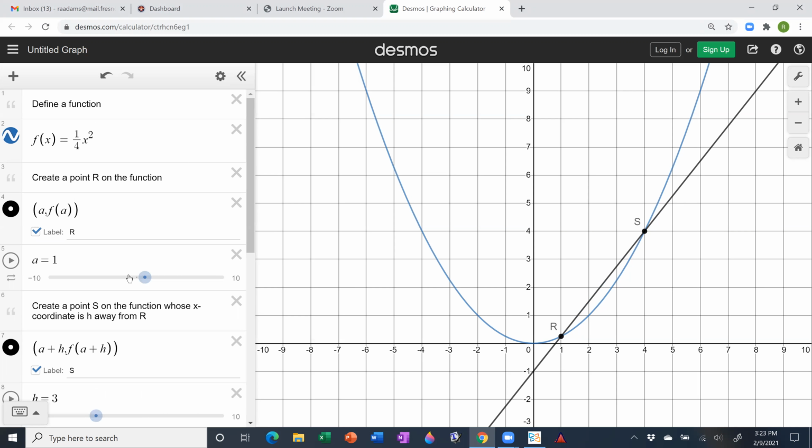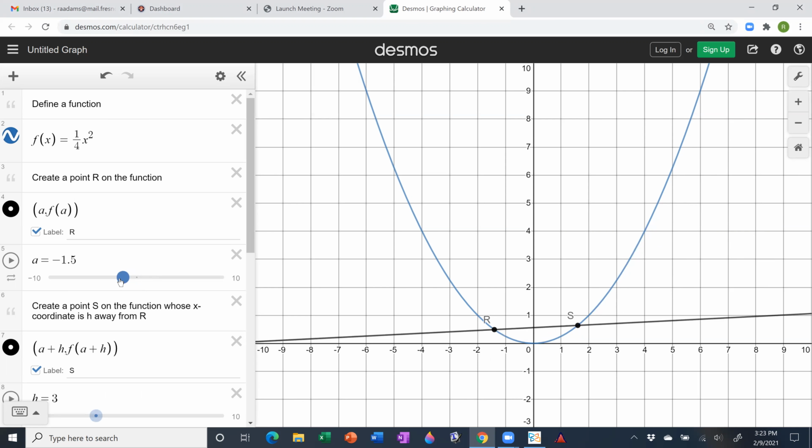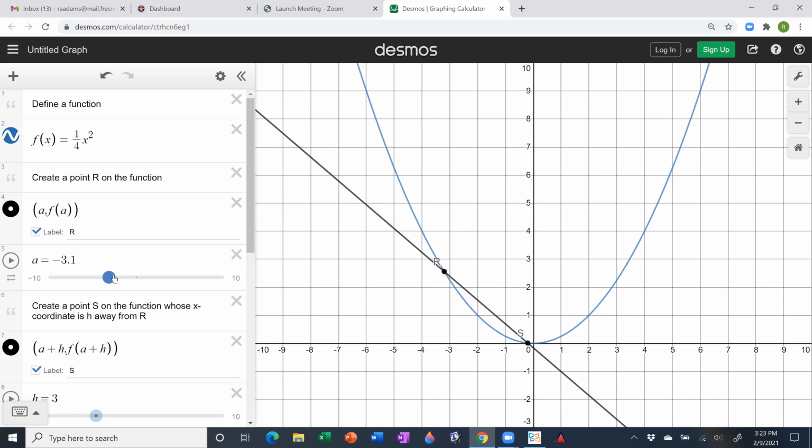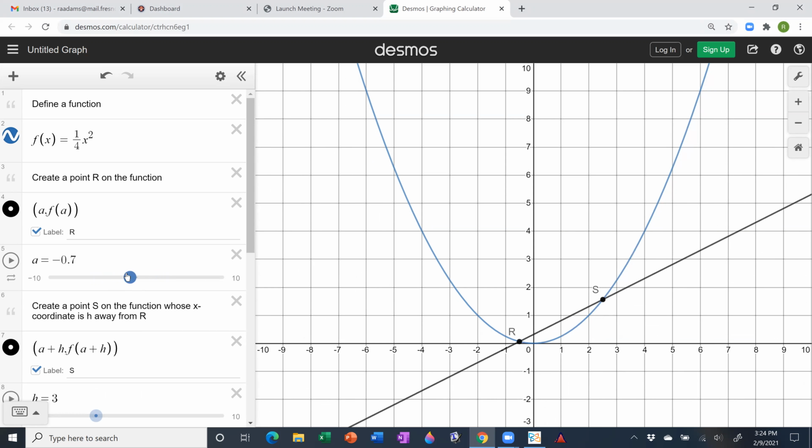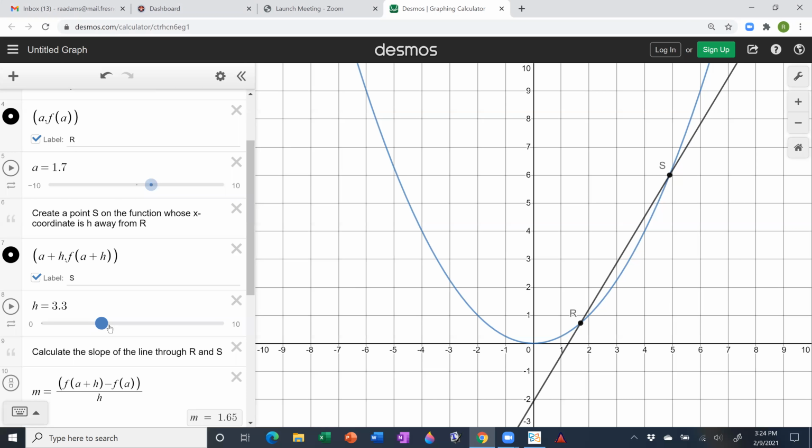And if I move a around, we can see that depending on where r and s are plotted on the graph, that secant line goes through them, and we can see that that secant line is changing quite a bit, right? The slope changes, its position changes, all kinds of stuff changes. And then as we move h around as well, we can see that the secant line is changing as well.